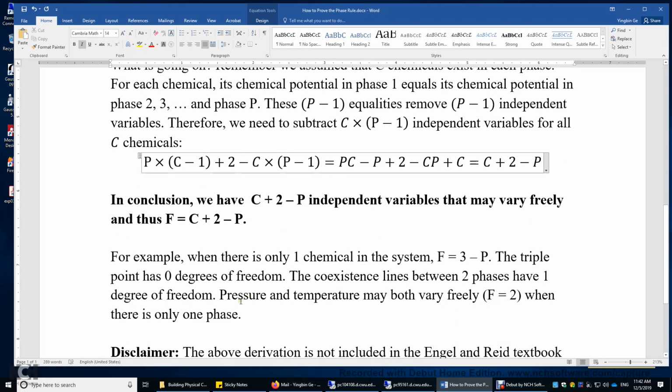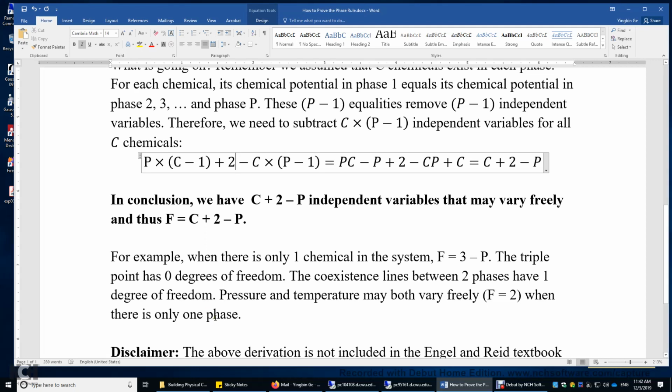For example, if there's only one chemical in the system, then F equals 1 plus 2 minus P equals 3 minus P. The triple point has 0 degrees of freedom because P equals 3. 3 phases coexist at the triple point. The coexistence lines between two phases have only 1 degree of freedom. Again, we plug in P equals 2, and then F equals 3 minus 2 equals 1. There's only 1 degree of freedom, or we can say there's only 1 independent variable that may vary freely.